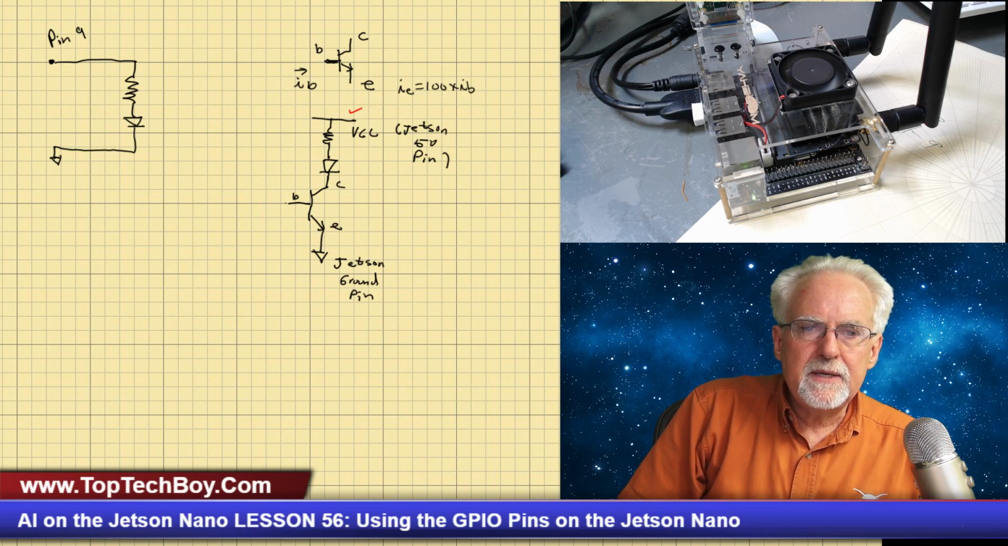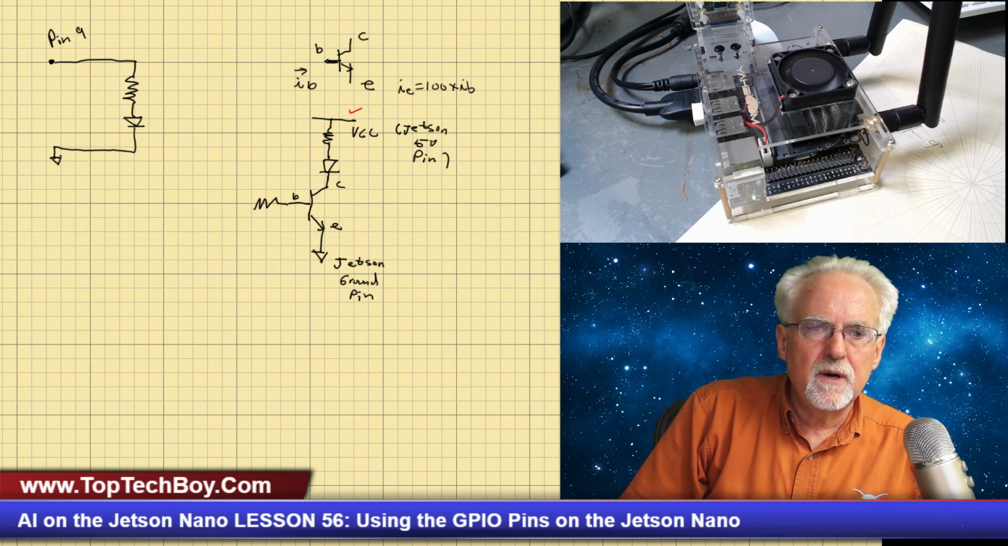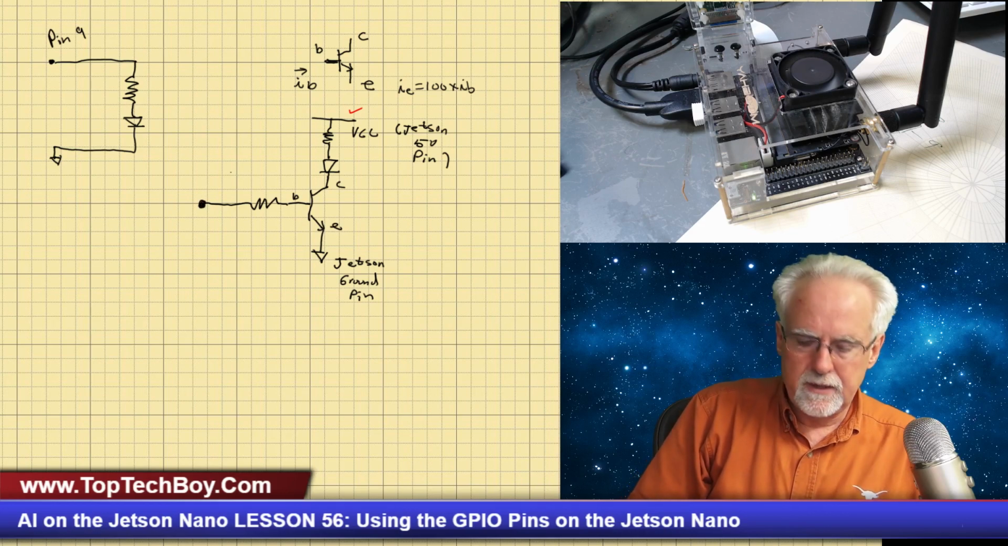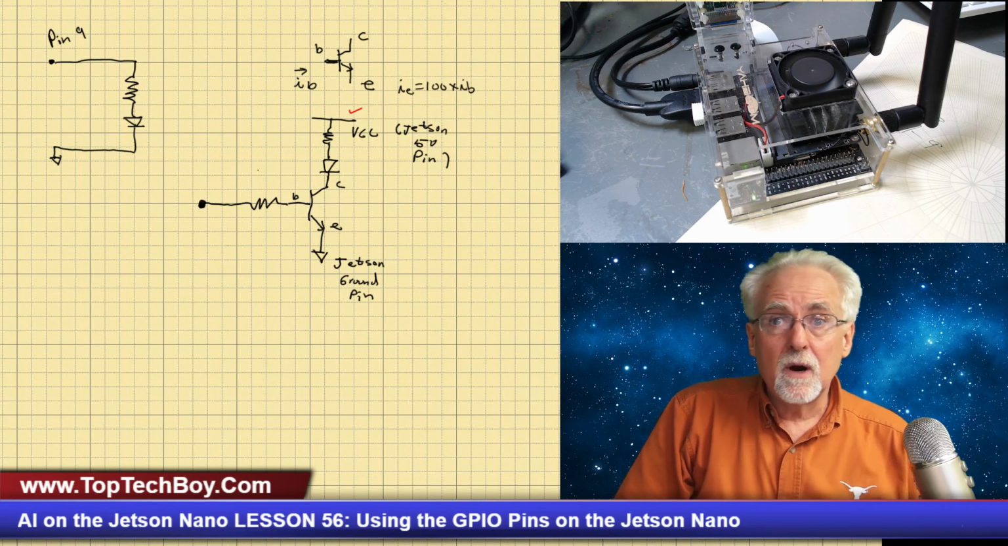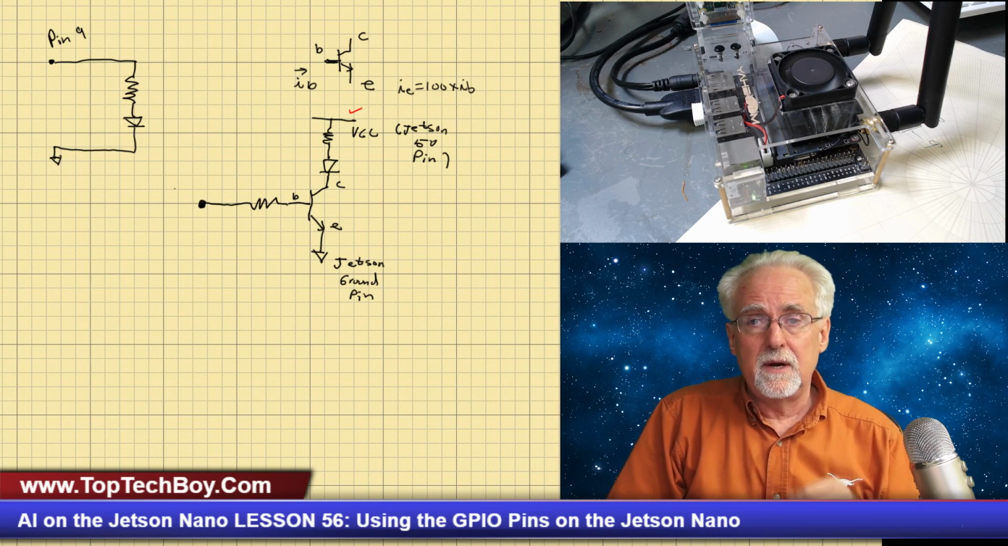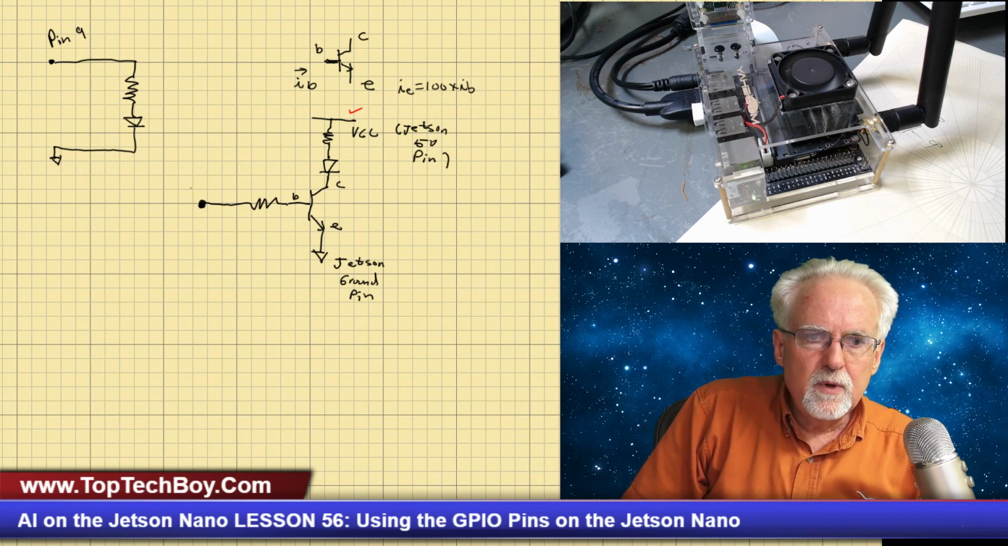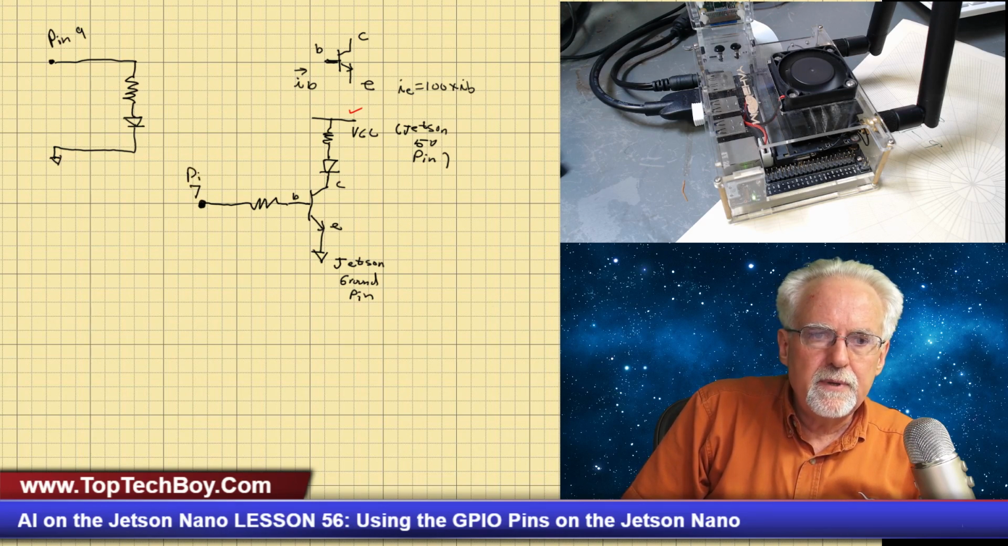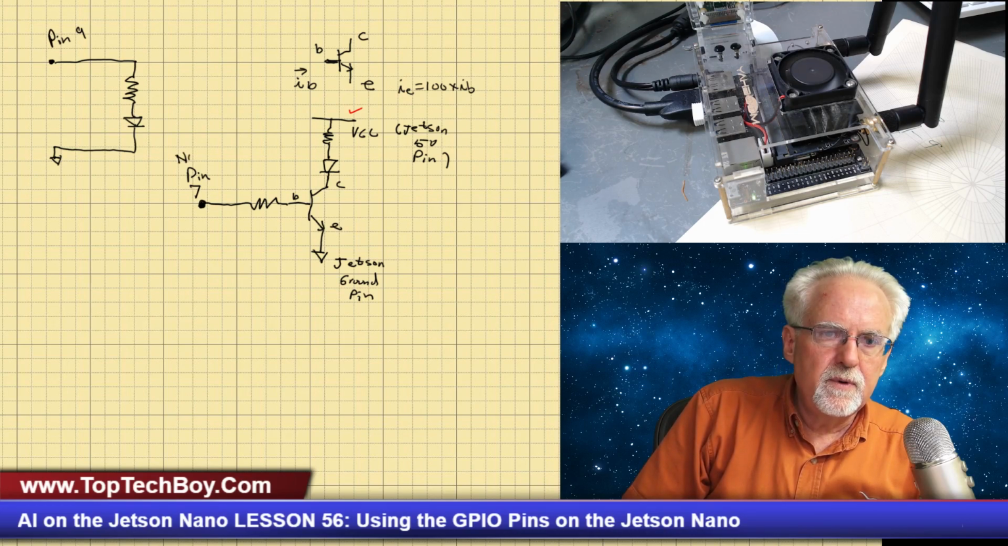Now this base is how we are going to control things. We are again going to put a current limiting resistor in here, and then we're going to come over to the Jetson Nano GPIO control system. Now there are a lot of GPIO pins on the Jetson Nano. Today we will be using pin 7. Okay, so this will be pin 7, and this is on the Nano. So we will be using the Nano pin 7.